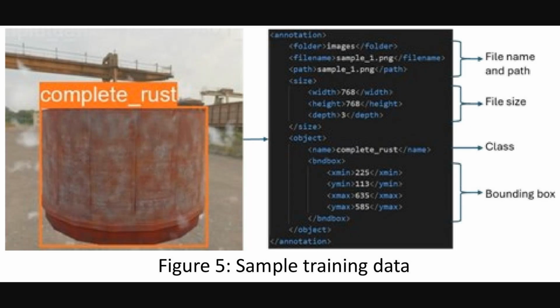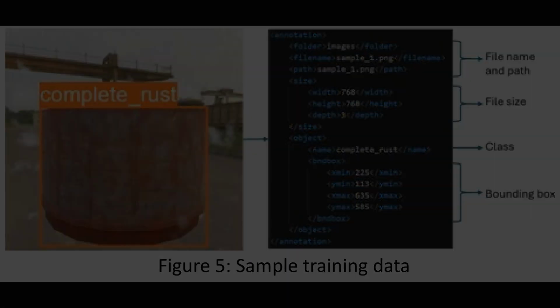Alright, the previous figure compared visual quality across texture variants. Figure 5 shows one rendered training image with an orange box labeled complete rust, alongside the auto-generated annotation file that stores class and bounding box coordinates. The left panel illustrates how the rusted tank appears in a realistic scene, which matters because detectors learn from context. The right panel lists file name, image size, class name, and the Xmin to Ymax coordinates used for training.